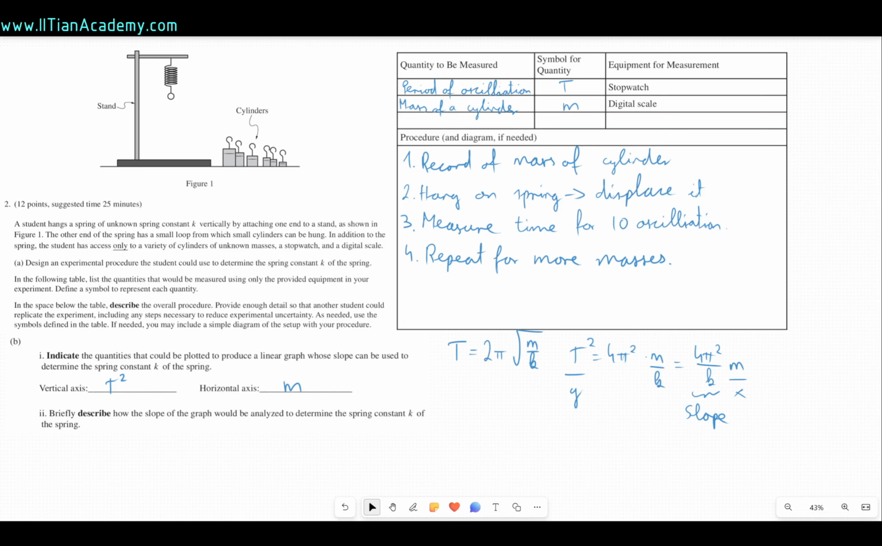And well, for part 2, we have already briefly described how to find the slope. Basically, the slope would be simply this 4 pi squared over K. This would be the slope, and from this we can determine the value of K.